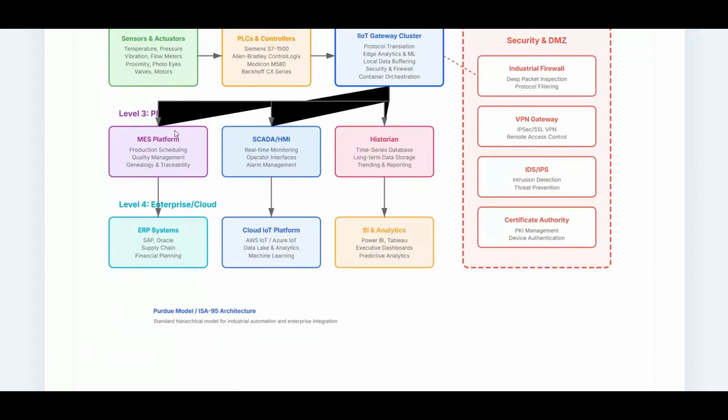And level 3 includes MES, SCADA, and historians. This is where production context, operator interaction, and long-term storage happen. Level 4 is enterprise and cloud. Here, ERP systems, cloud IoT platforms, business intelligence, and this is where executives live, far remote from sensors but still dependent on their data.